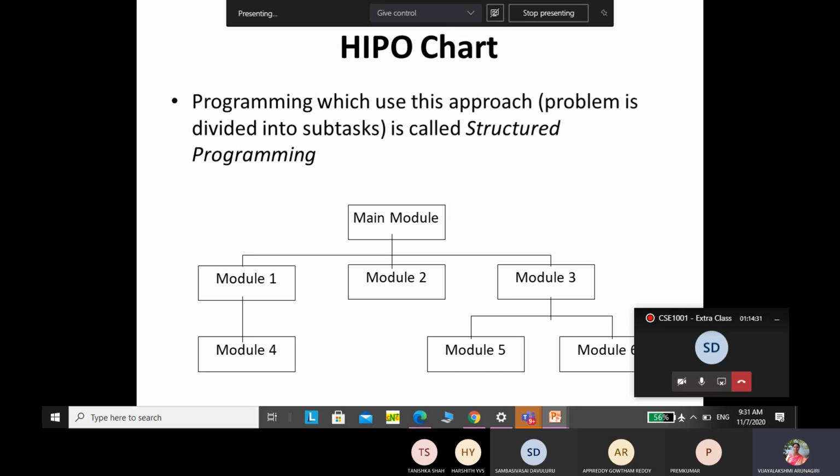Normally in software development, we have to follow module based development. Module means, for example, our VTOP. I think you have worked with VTOP. Do you have a VTOP account, everyone?